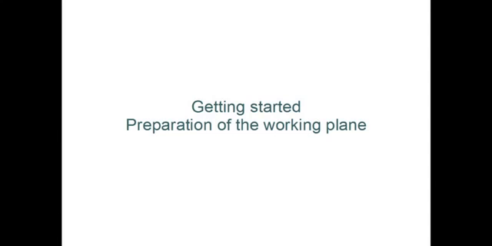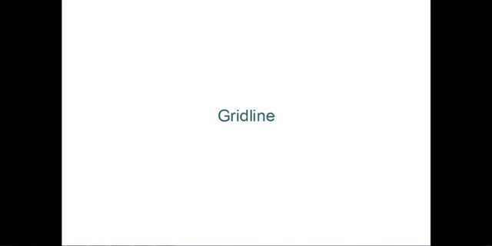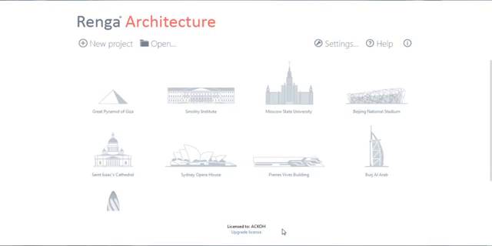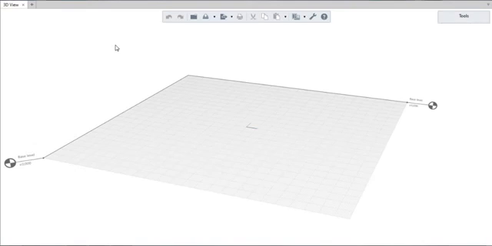Our project today is designing a three-story townhouse with a loft, large enough for four families. So let's start. In this first lesson, I show you how to draw the axes that lay out our future building. To do this, start a new project in Renga.